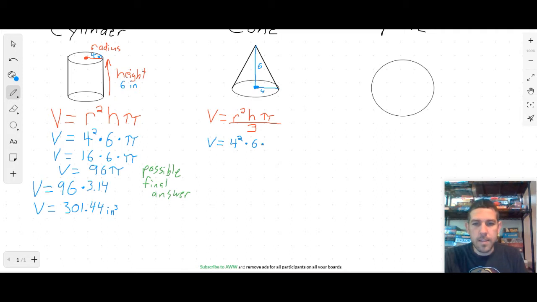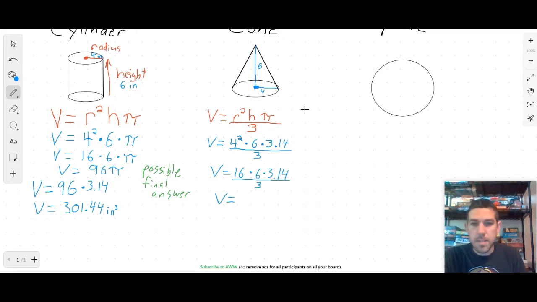And in this case, I'm going to convert pi to 3.14 right now because I want an answer that has all numbers, no pi in the answer. And don't forget, the difference in this formula is divide by 3. That's the only thing that's different. Okay, so let's do the rest of the math. 4 squared is 16 times 6 times 3.14, all divided by 3. Don't forget that.